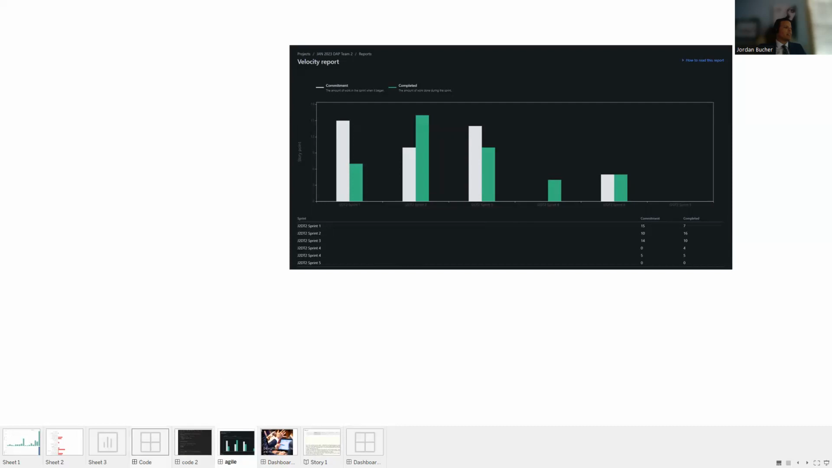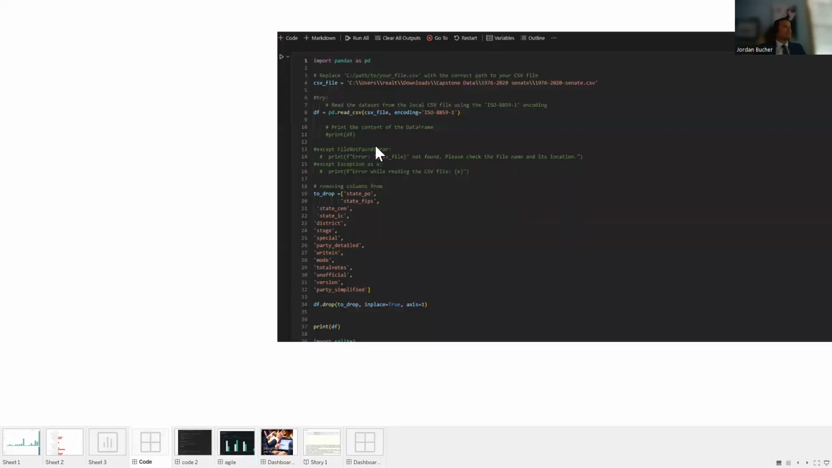Next, I'd like to showcase some of the code I used. Here, I imported some of the Senate data using Pandas into a data frame. Then I printed the data frame out to see what headers were on the data set. That way I could effectively remove them. Then I used the toDrop to remove various headers that weren't necessary for that data set.